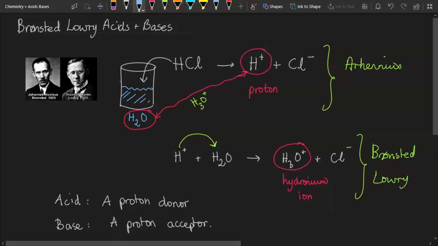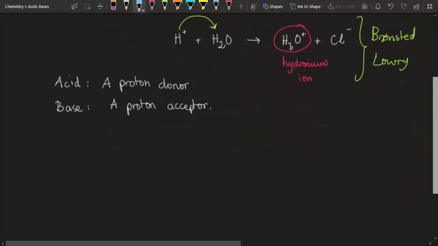In this particular example here, where's this H plus coming from? This H plus is coming from the HCl. So the HCl is donating a proton. So that will be an acid. What's accepting the proton? This particular water molecule here, H2O, is accepting this proton. So this one here is going to be a base. Let's look at some more examples of how that works.